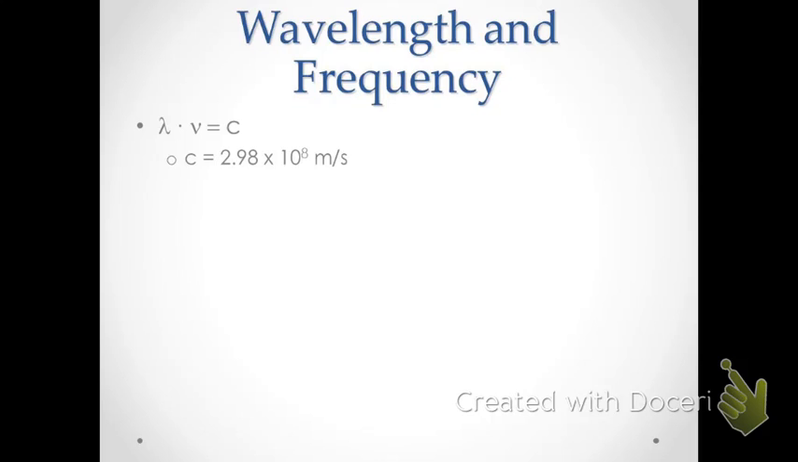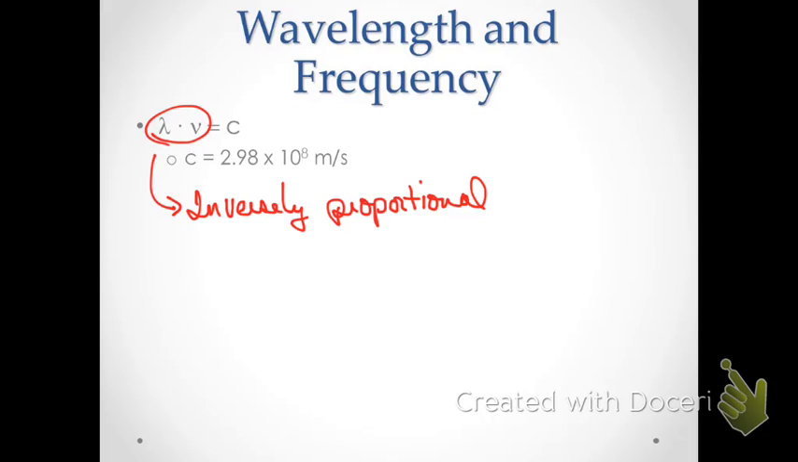Now, we'll note that the wavelength and the frequency are inversely proportional to each other, and this is a relationship that shows that the product of wavelength and frequency is equal to the speed of propagation of any wave. And of course for light, we're talking about the speed of light, which would be 2.98 times 10 to the 8th meters per second.